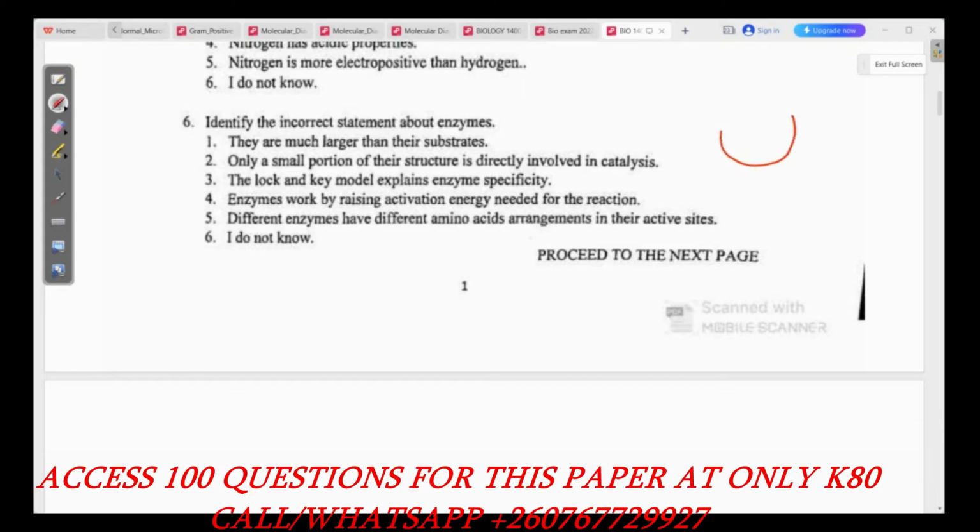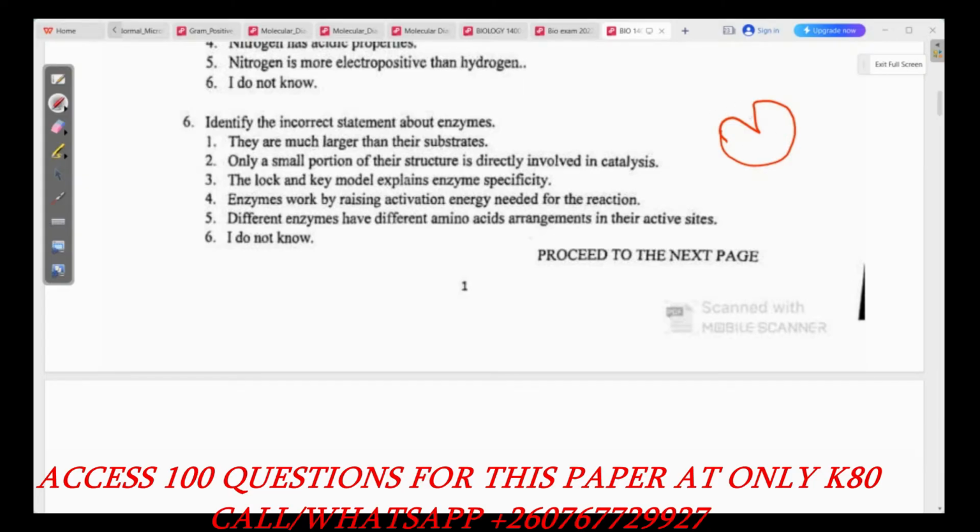So you are going to have an enzyme. Let's say this is an enzyme. Then you have the active site. It is on the active site that the catalysis takes place. That's why it's saying only a small portion of their structure is directly involved in catalysis, which is the small portion of the entire enzyme. Three is saying the lock and key model explains the enzyme specificity. That is true. The lock and key theory is based on the active site and the substrate which is going to be catalyzed by this enzyme.